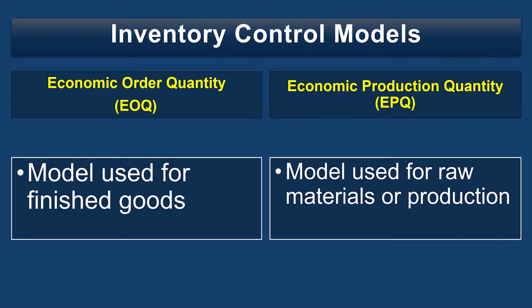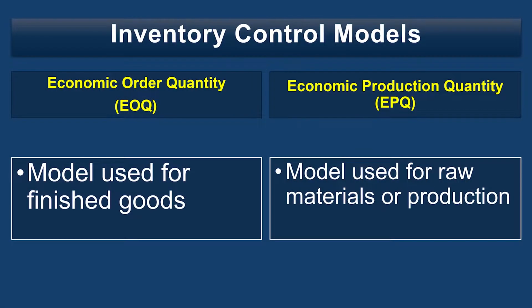Generally, the only difference between EOQ and EPQ is that EOQ is a formula used for items that do not require any production. So these are usually finished goods. EPQ, economic production quantity, is used for items that will be used in production. So it's easy to remember. If you're talking about an item in which you will produce something, EPQ is the model to use. And if it's something that will not be used in production, then EOQ will be used.